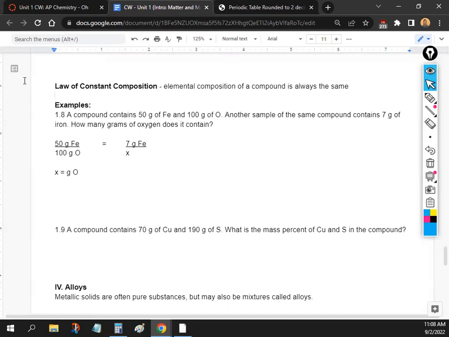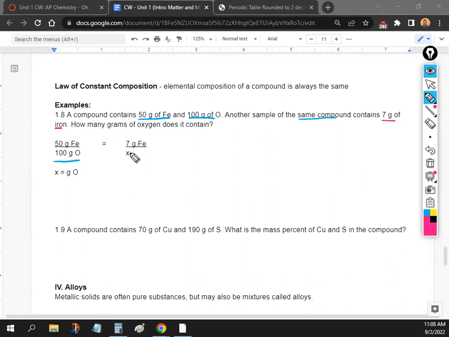So if a compound contains 50 grams of iron and 100 grams of oxygen, but then another sample of the same compound, so we're talking about the same molecule, has 7 grams of iron, it's going to have the same ratio of oxygen. So what you want to do is set up a ratio calculation like this. So 50 grams and 100 grams on the same fraction. You guys see that right here? And then the other sample contains 7 grams of iron, and you're looking for the grams of oxygen right here.